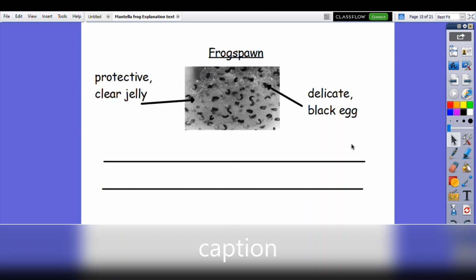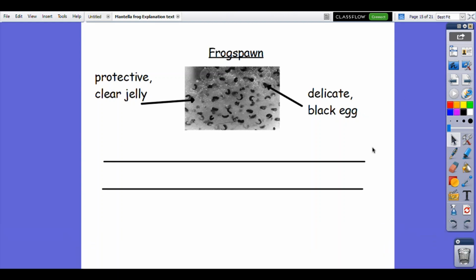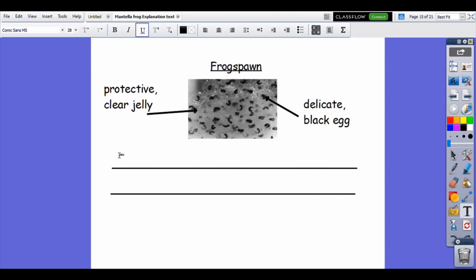Now, do you remember a caption is a sentence that gives you more information about a picture? So I could even use the information I've got here about it. And I could write a sentence like, don't want it to be underlined because it's just a caption. It doesn't need to be underlined. Now I'm going to start my sentence with a capital F. There's my capital F.